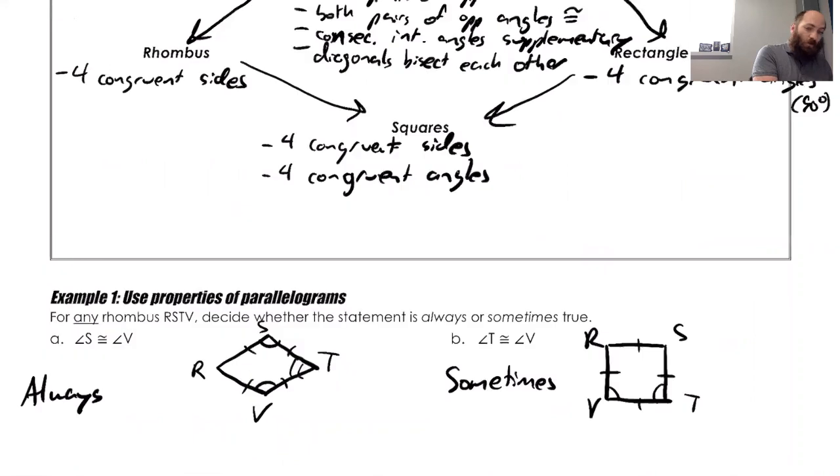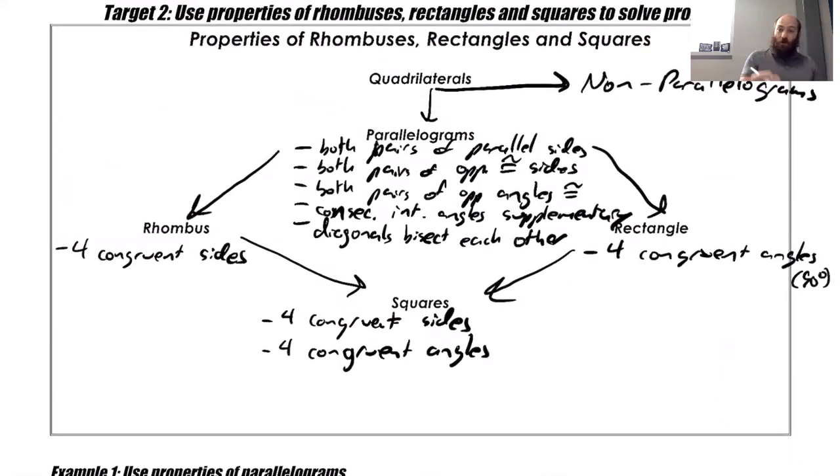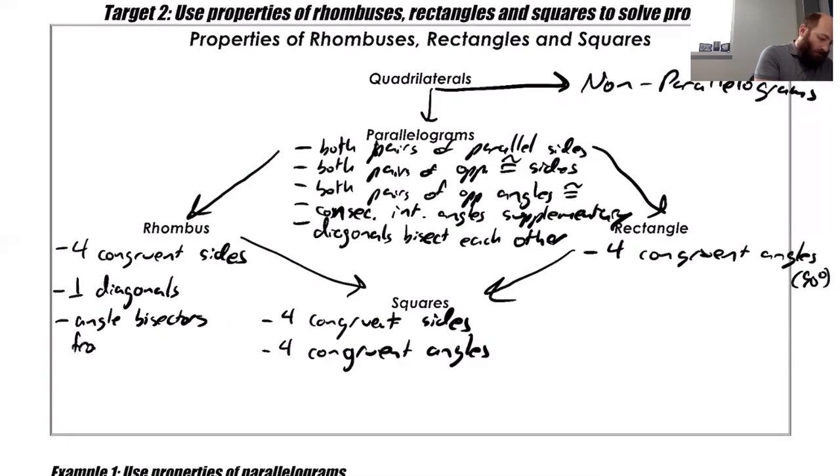So what we just said was that in a rhombus, we have four congruent sides. We also have perpendicular diagonals. And we have angle bisectors from the diagonals. A rectangle had four congruent angles, but it also had congruent diagonals. So again, we've added on to it.